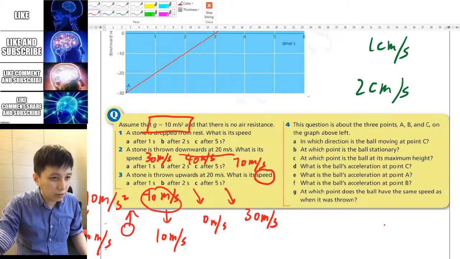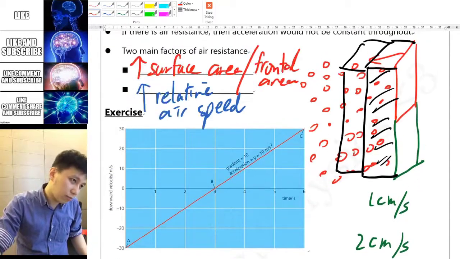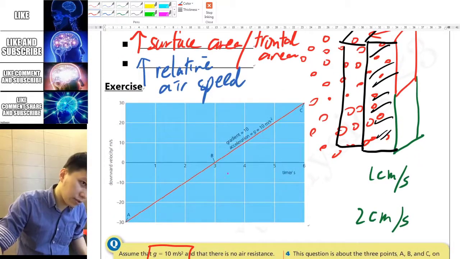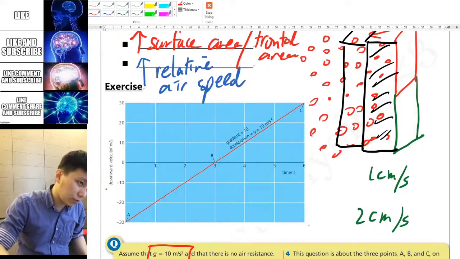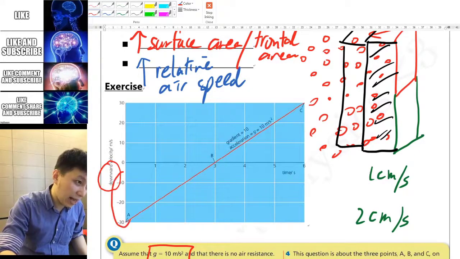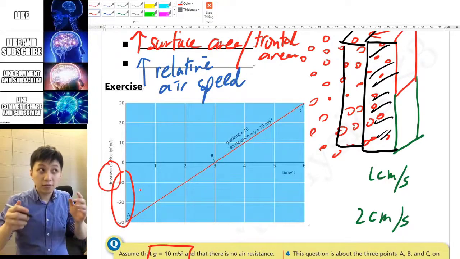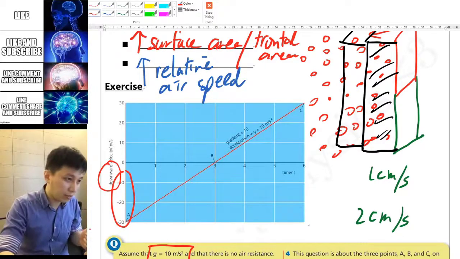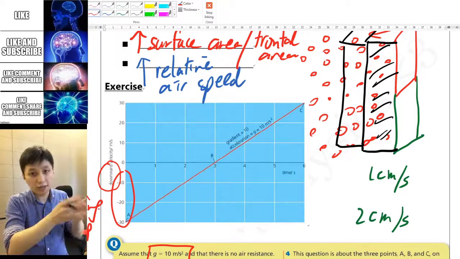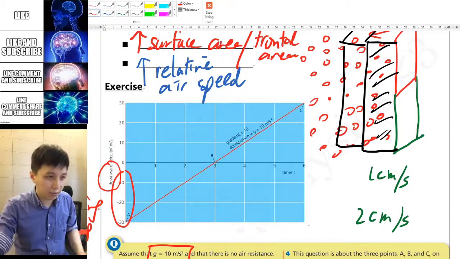Number 4 is about the graph. So let's see what graph it is. It's about a velocity time graph, so going down. So if this is saying downward, that means when you have negative, that is opposite of downward. So that means these are going up. Alright, whenever you see this, you may want to write down to remind yourself.